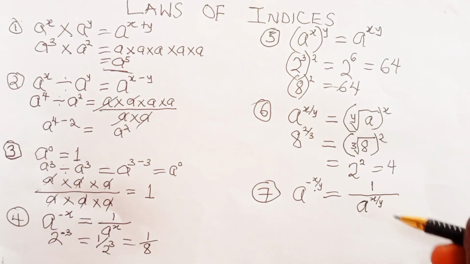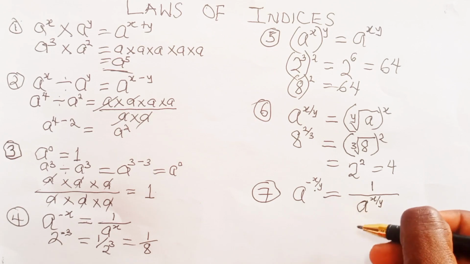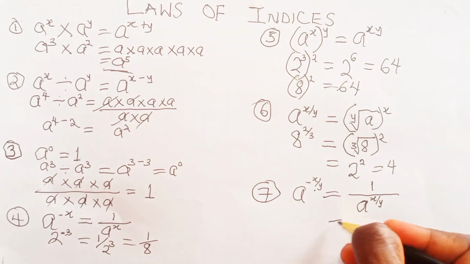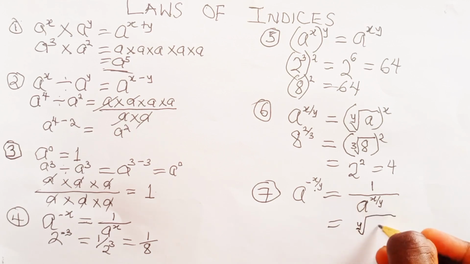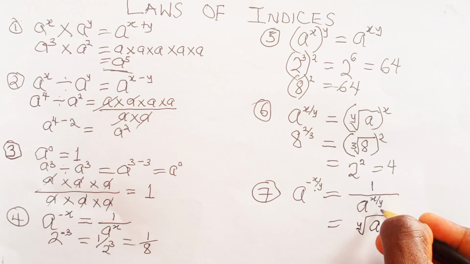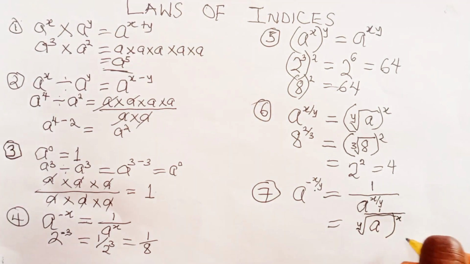Then also remember what we did in the sixth law, that the y, which is the denominator of the fraction, we take the root of it. So it becomes the yth root of a. Then we take the power. Sorry, I skipped the 1. I was supposed to write 1 over the yth root of a raised to power x. So this is the law.